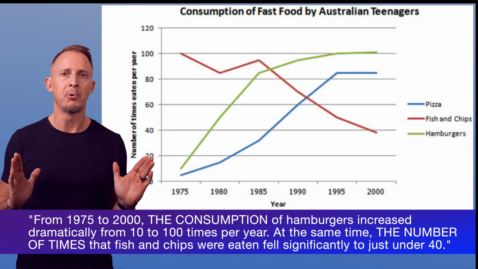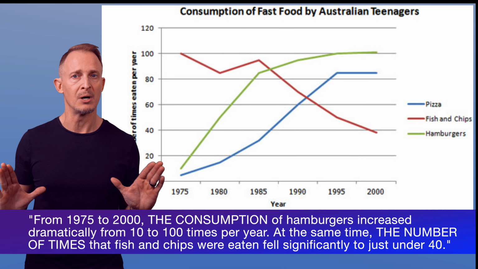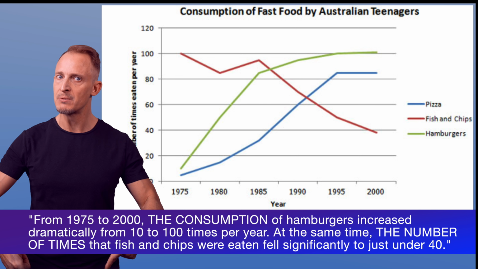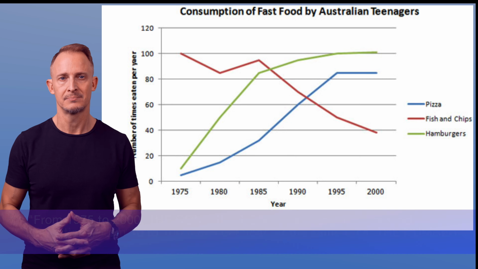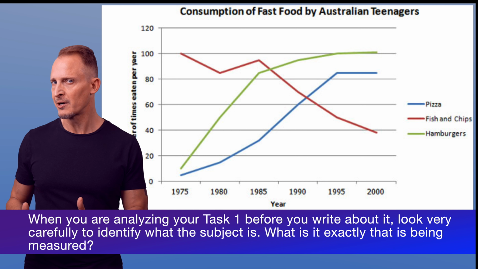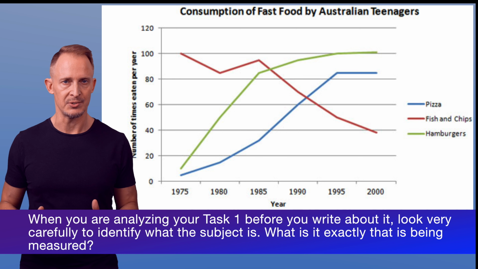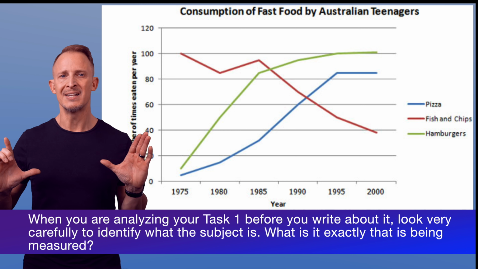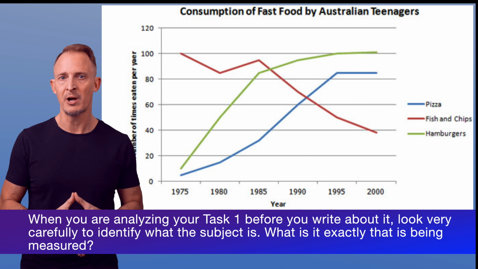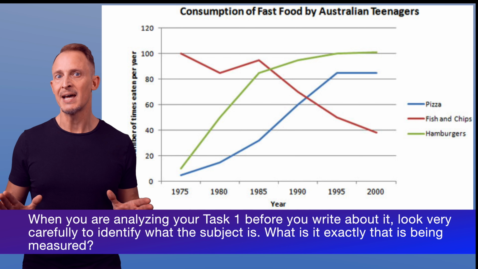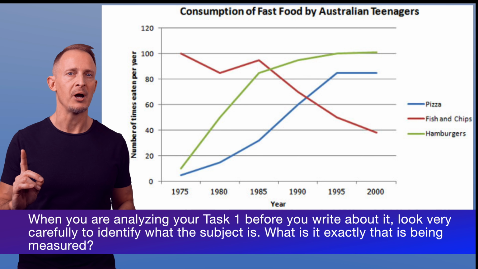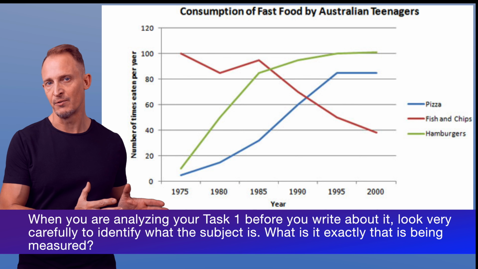Look guys, it's really important to write accurate descriptions about what you see, otherwise your response is incorrect and you will end up losing marks on your actual exam. When you're analyzing your Task 1 before you write about it, look very carefully to identify what the subject is. In other words, what is it exactly that is being measured? A common mistake when writing about IELTS graphs in Task 1 of the test is to get the subject wrong. So, to recap, this first paragraph is about the consumption of fast foods.